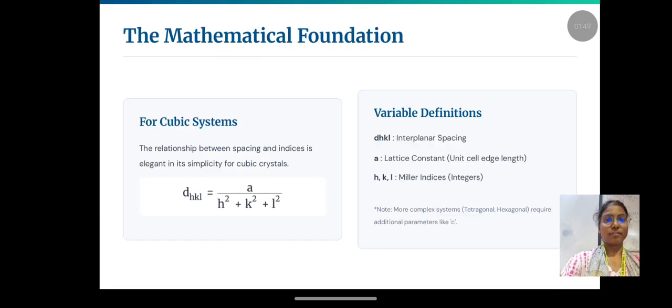The mathematical foundation. For cubic systems, the relationship between spacing and indices is elegant in its simplicity. For cubic crystals, d_hkl is equal to a divided by the square root of h square plus k square plus l square. Variable definitions: d_hkl is the interplanar spacing, a is the lattice constant, the unit cell edge length, and hkl are the Miller indices.